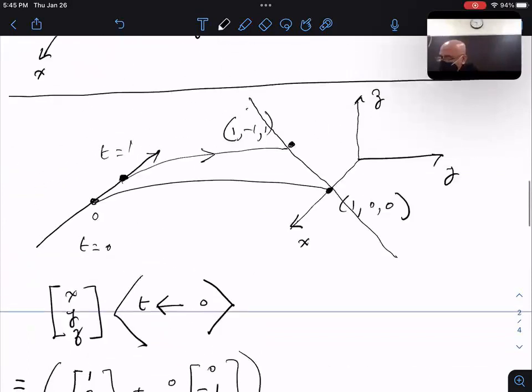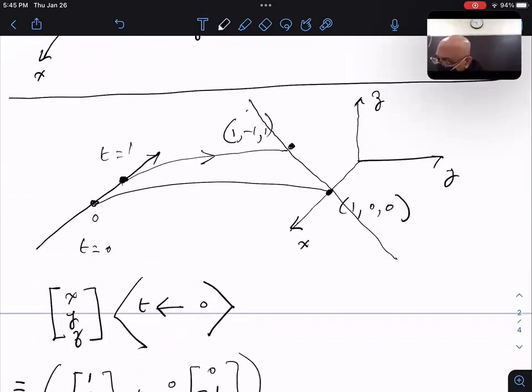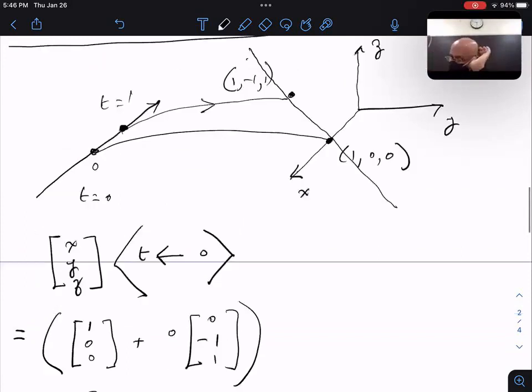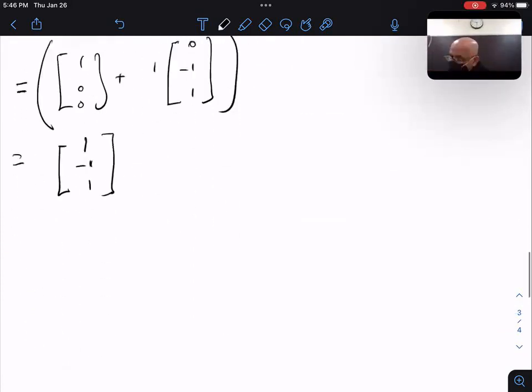You can think of this as a three-dimensional screen, and you are shining a flashlight. So the point 0 goes to the point (1, 0, 0), and you're moving the flashlight along the line, and that traces out the line. Is this completely clear? Okay, let's do another example so that you understand.